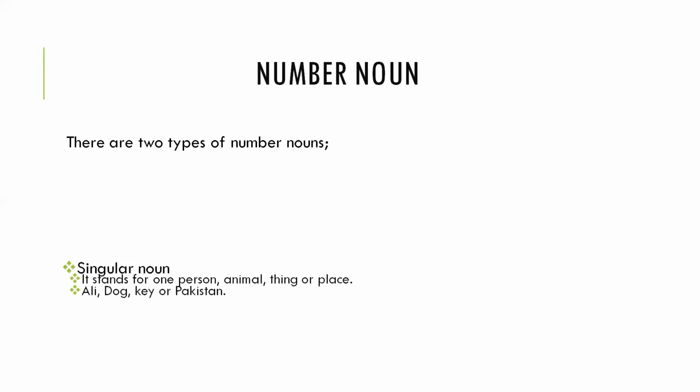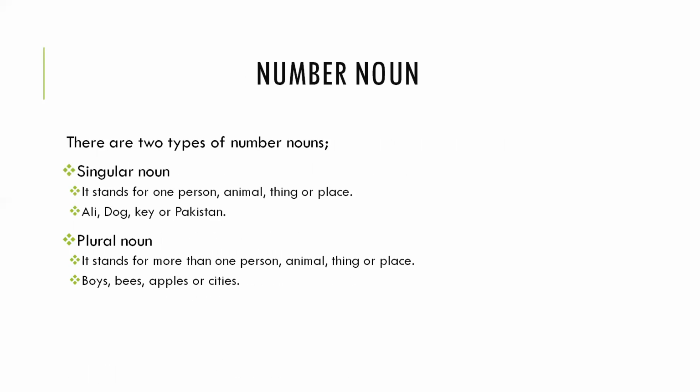Next is number noun. Again, the meaning is hiding in the name, number noun. Number nouns are further divided into two things. First is singular and the second one is plural noun. Singular noun stands for one person, thing, place or animal. Ali, jockey or Pakistan. But plural means more than one. It can be two, it can be three, or it can be thousands or millions. It stands for more than one person. Boys, bees, apples or cities or countries.